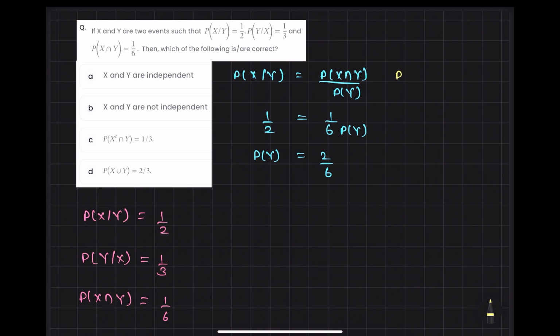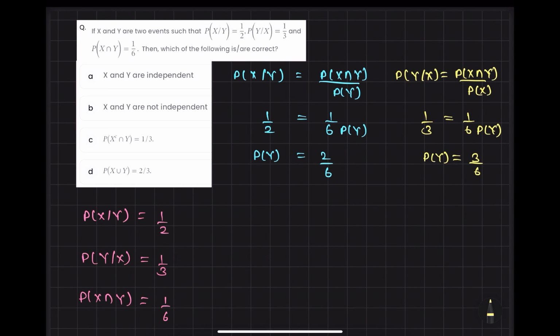So it is P of y given x. So it is P of x intersection y upon P of x. The thing which is on the denominator, you have to write in the denominator. So P of y given x is 1 by 3, equals x intersection y, which is 1 by 6, over P of x. So can I say that P of x equals 3 by 6?